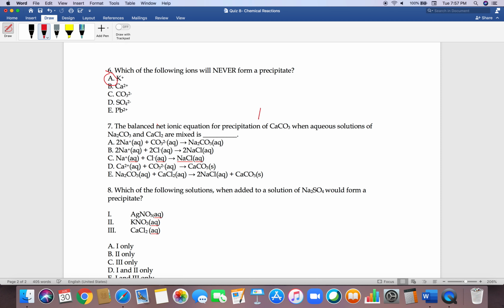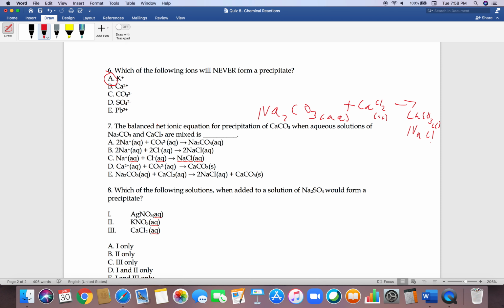So we're mixing sodium carbonate. Now, sodium carbonate, if you go to your solubility table, is an aqueous substance. And we're mixing that with calcium chloride, which is also aqueous. And our products are going to be calcium carbonate. Now, calcium carbonate's a solid. That's chalk, by the way. And sodium chloride, which, as you know, is table salt, and that is also aqueous.